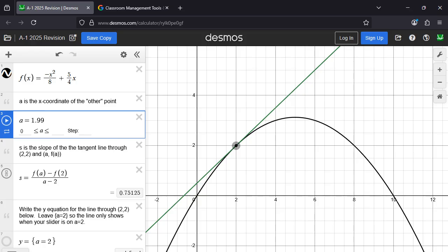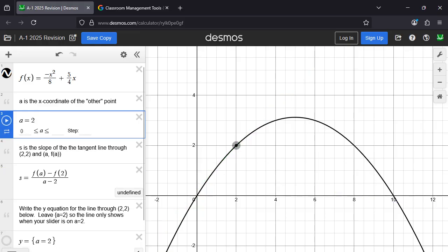I can't get to the point. I can get close, but I can't get there because as soon as I put 2 in, what's my difference quotient? Undefined, right? Because I have math that wants me to do 2 minus 2 in the bottom. I can't do that. But I don't have a line. I want to have a line there. The reason I want to have a line there is watch what's happening.